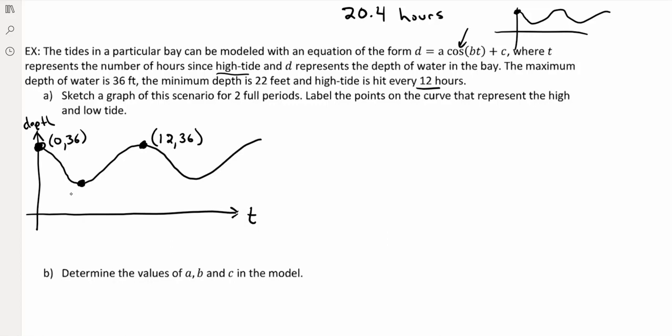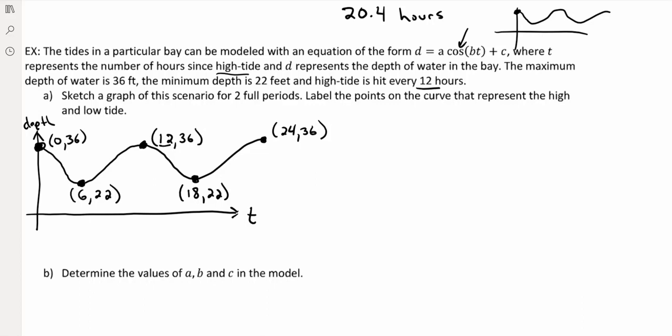Okay, so that's going to help me out for this value, because now I can see that my x value here would be half of that. Halfway between would be our low point. So that's going to be at 6, 22. And then we'll just keep filling this in. It's 6 more after 12, so the next point would be 18. That's going to be at 18, 22 for our low. And then another 6, so that's going to be at 24, 36. And there you go.